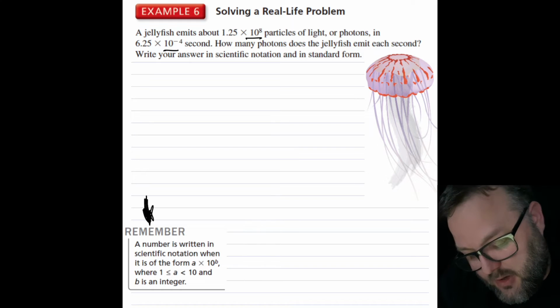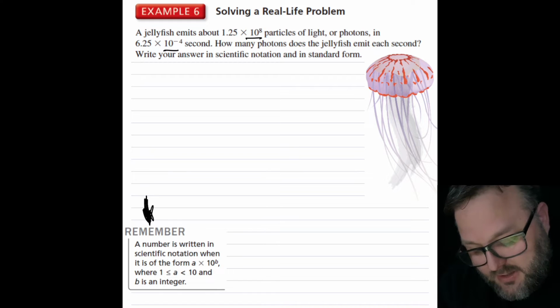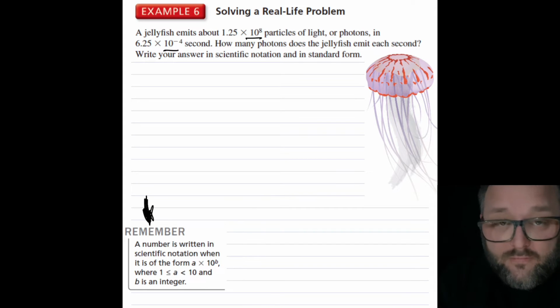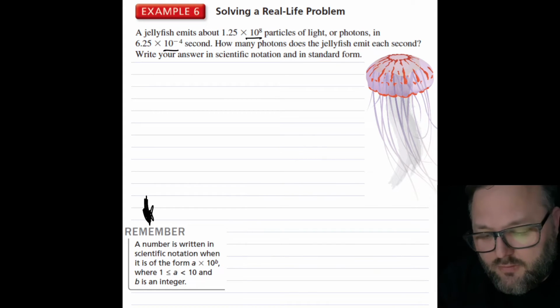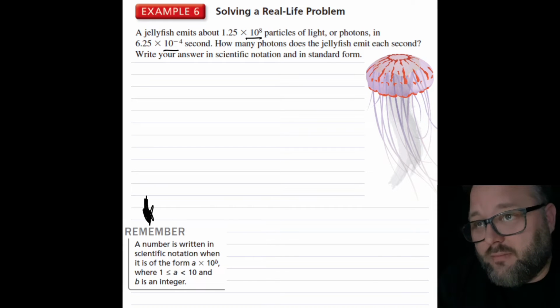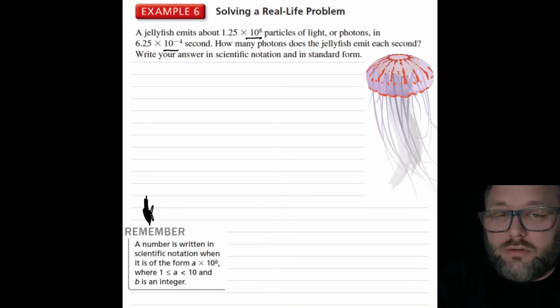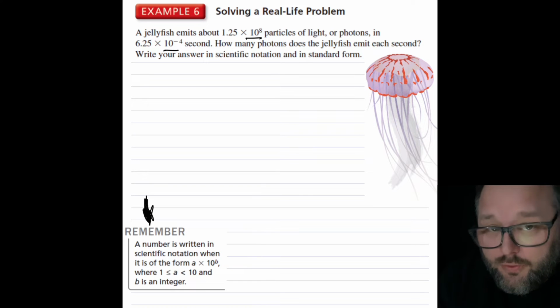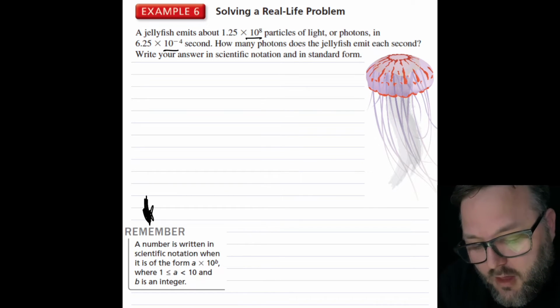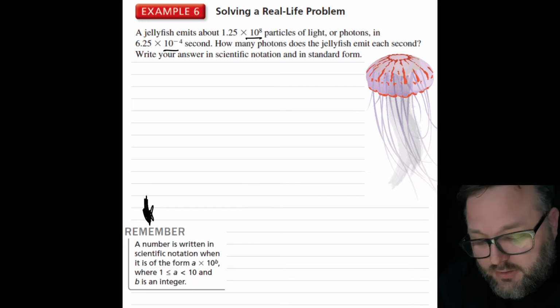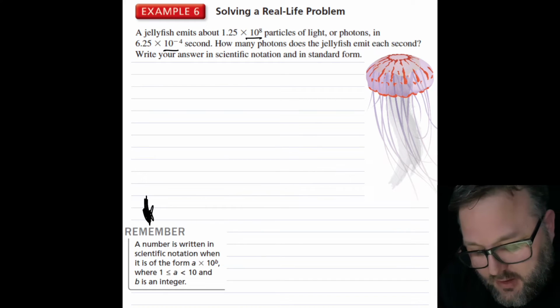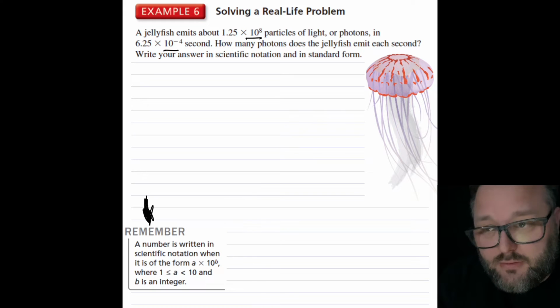Okay, remember, a number is written in scientific notation when it is of the form a times 10 to the b, where 1 is less than or equal to a, less than 10, and b is an integer. In other words, you can't have 10 to the 3.4, or sorry, you can have 10 to the 3.4, 10 to the negative 5.6, but you're not going to have a rational. You're not going to have like 10 to the negative 1/3, okay? And you're definitely not going to have irrational and all those kind of fun things. So b is an integer, means no decimals, no fractions, no anything like that.